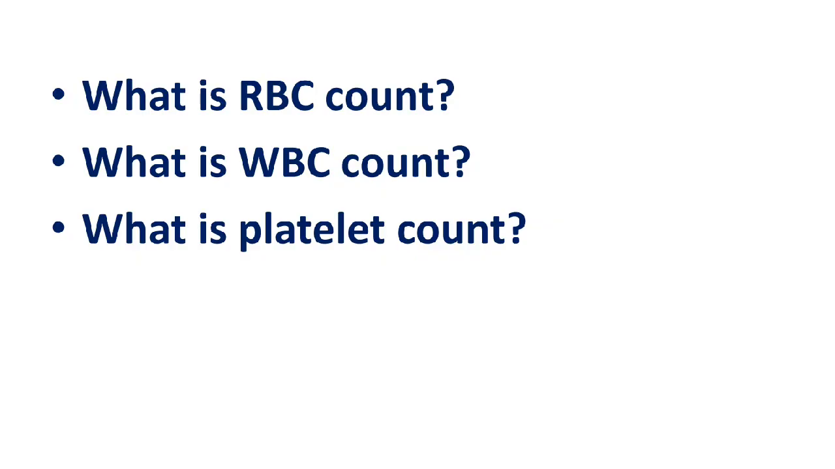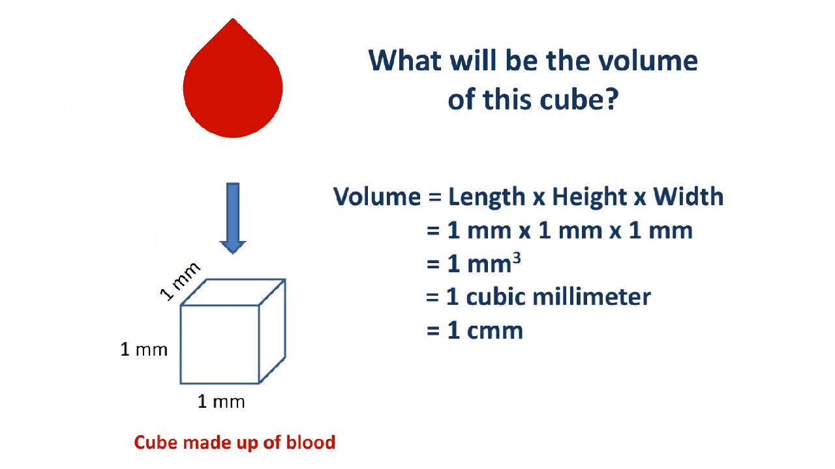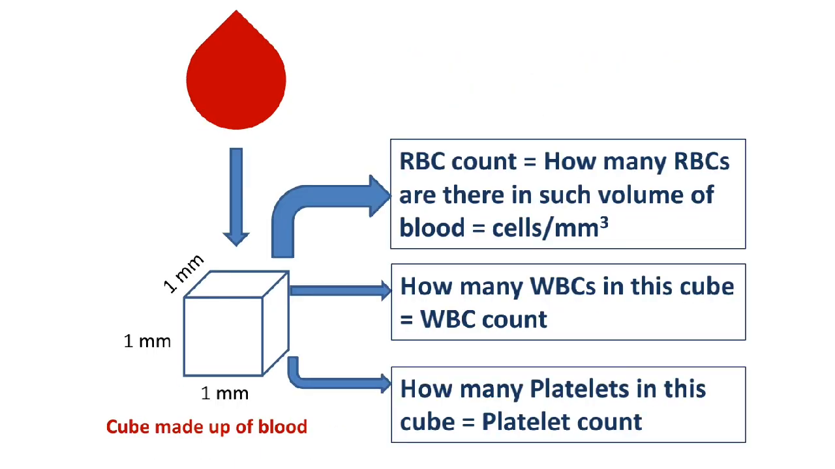So first of all, we will understand what a blood count is, like what is RBC count or WBC count or platelet count. So imagine a cube having length, height, and width of 1 millimeter. RBC count simply means how many RBCs are there in a cube of blood having length, height, and width of 1 millimeter. Same as for platelet and WBC count.